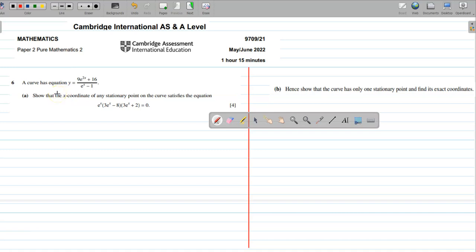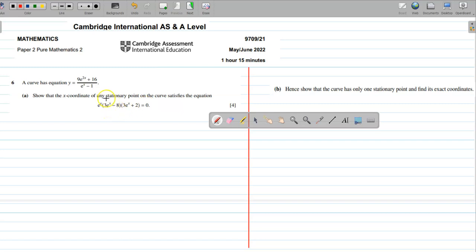This is question 2 taken from the June 2022 Cambridge International Advanced Exam, paper 2 booklet. A curve has equation y equals this function here, and you're asked to show that the x-coordinate of any stationary point on the curve satisfies this equation.